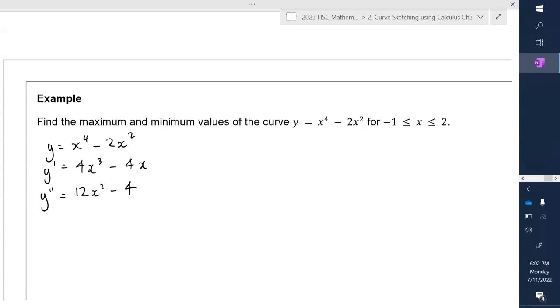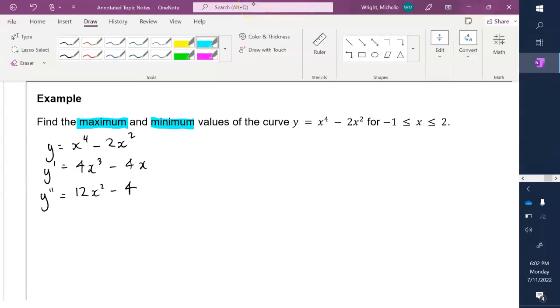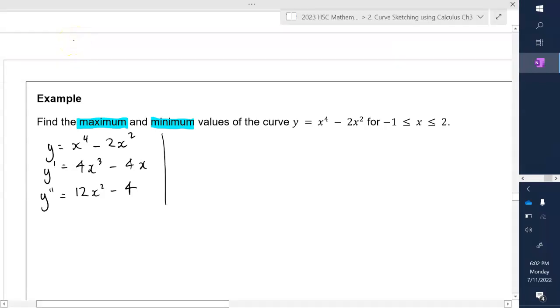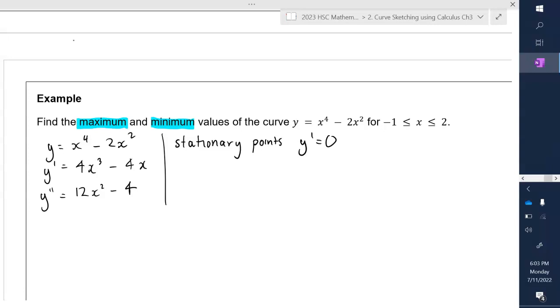So we've got our information. Now, before we can find these maximum and minimum values, do you remember what we need to do first? We need to find the stationary points. Remember, stationary points, turning points, they're all the same thing, just different names for that same thing. So a stationary point happens when dy/dx is 0. I've called dy/dx y dash. So stationary points happen when that is equal to 0. So we're going to have 4x cubed minus 4x is equal to 0.